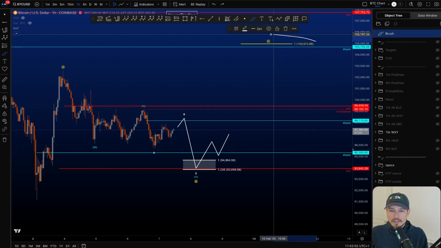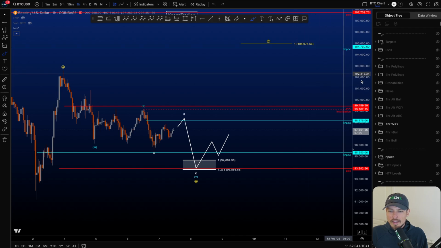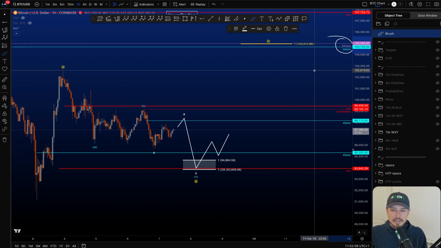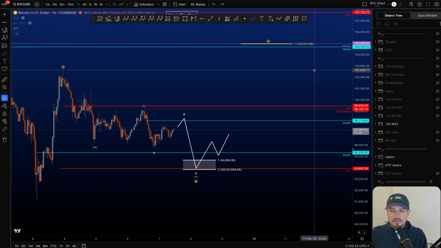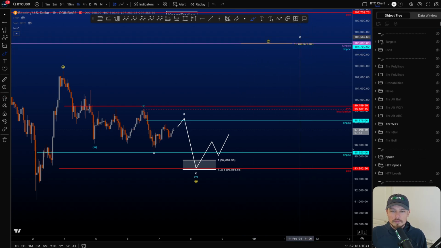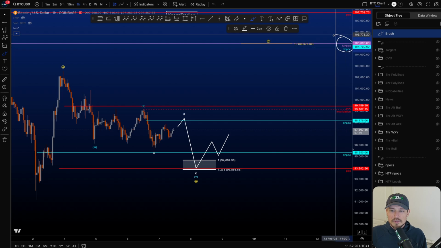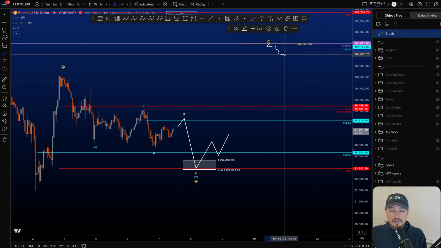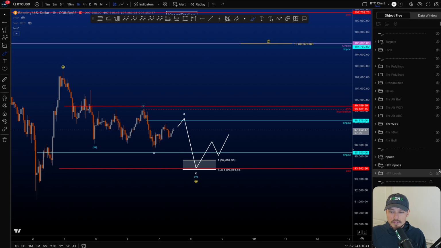Now you can then see that the common target for a wave C is in confluence with the daily and the monthly naked point of control. And that is the resistance I was talking about earlier, 104.7K to 105K. So that is brilliant confluence from an Elliott wave point of view with some of the volume levels. Very attractive area for a potential retracement again.